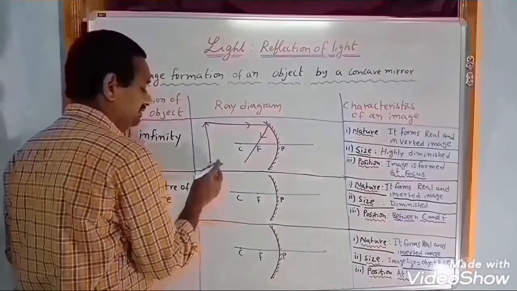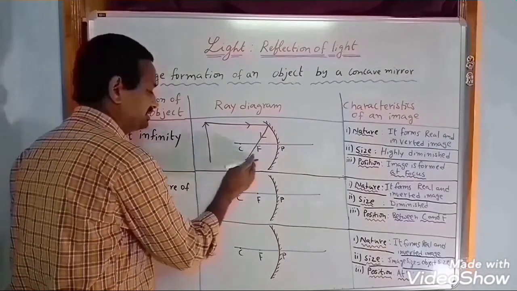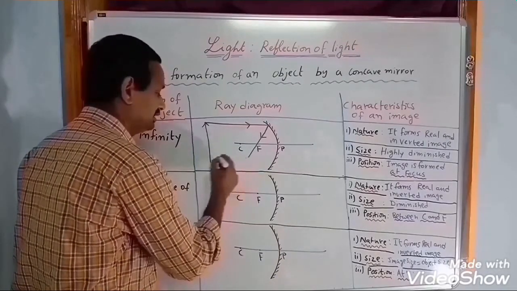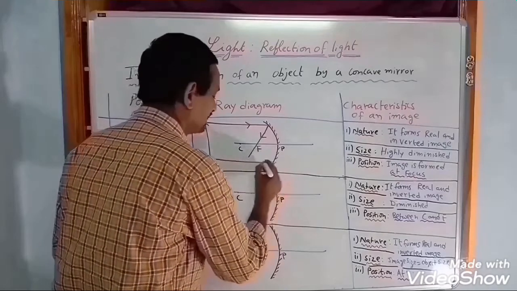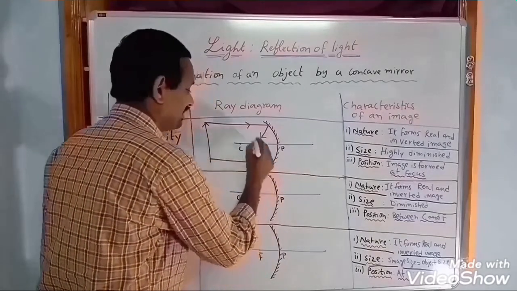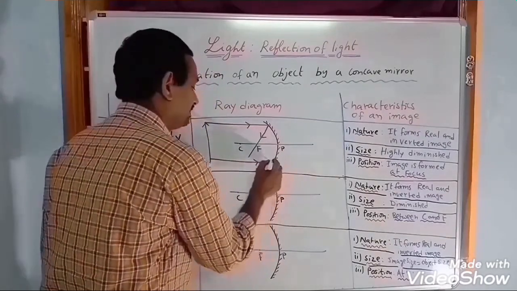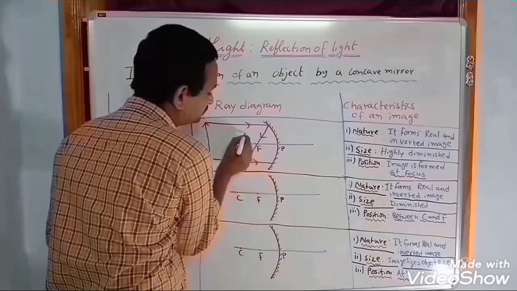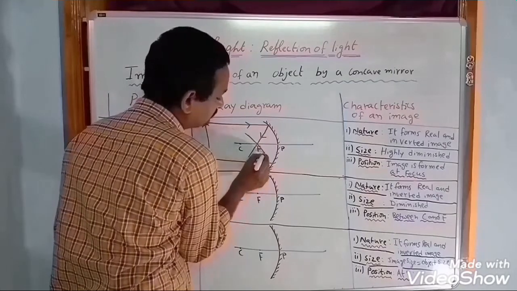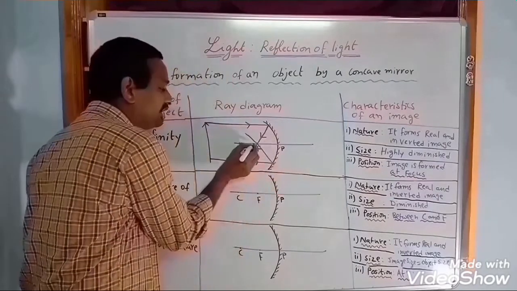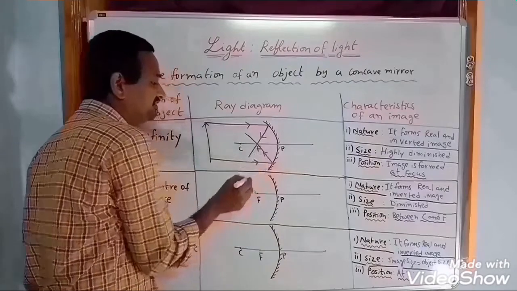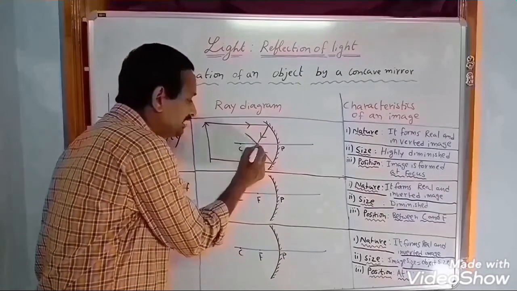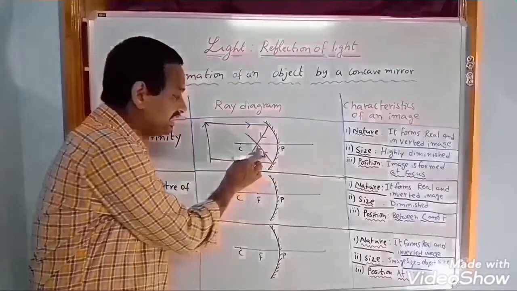Second, another light ray coming from this infinite object is passing parallel to the principal axis of a concave mirror. After reflection, it will pass through the principal focus here. So the point of intersection of these two reflected rays forms a real and inverted image at F.